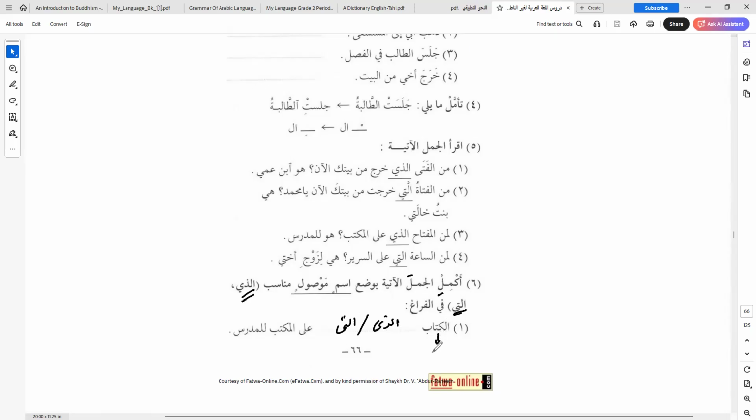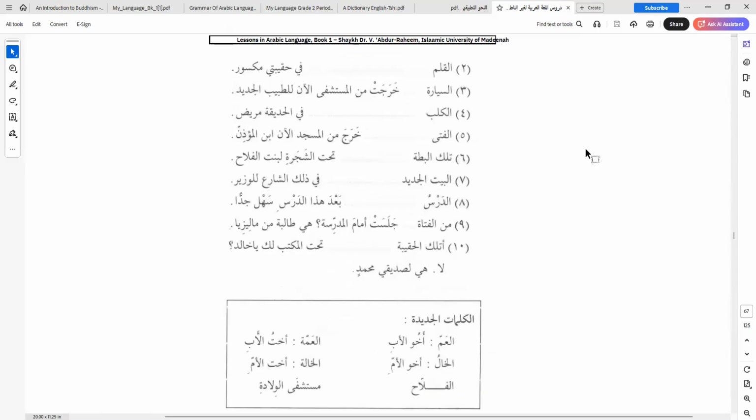And remember, الكتاب, is it considered masculine or is it feminine? If you know the gender feature of kitab in Arabic, then you'll be able to pick either الذي or التي. One of them, not all. So الكتاب الذي على المكتب للمدرس, or الكتاب التي على المكتب للمدرس. Which one is the correct answer based on the lessons that we have learned so far? Let's look at number 2.